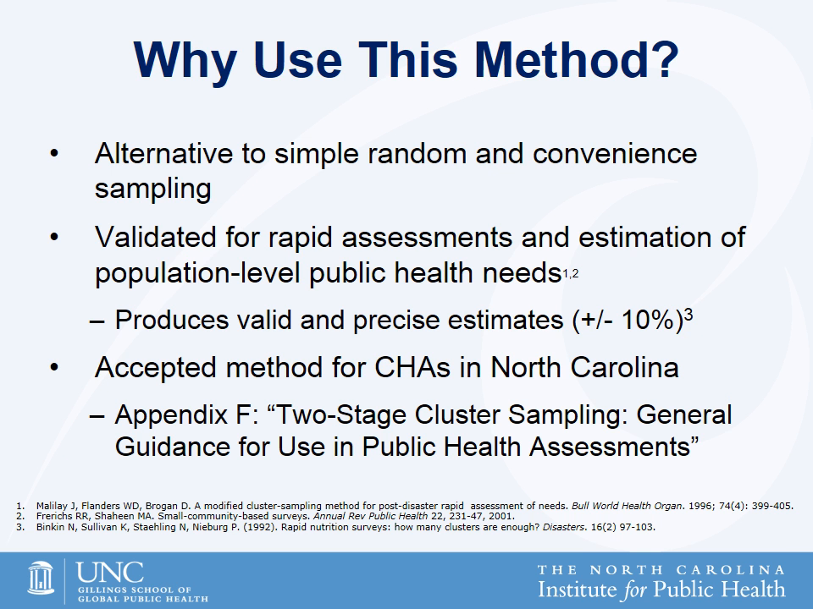And that really gets to the second bullet point up there, which is that it's a validated method, this cluster sampling. It's been used for many years and produces reasonably valid results, so that with 95% confidence we can say the true value is plus or minus 10%. The final reason we use it is that it's an accepted method in North Carolina for accreditation. So that's a pretty good reason as well.